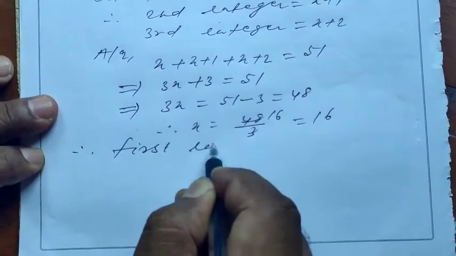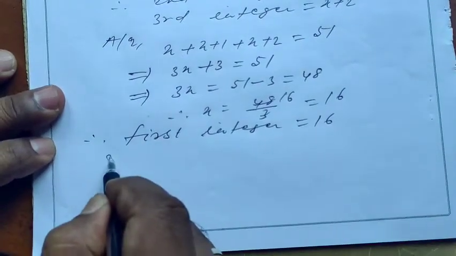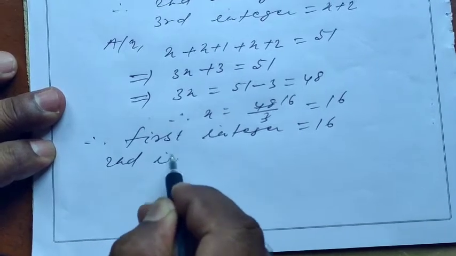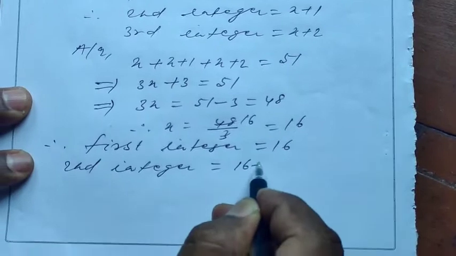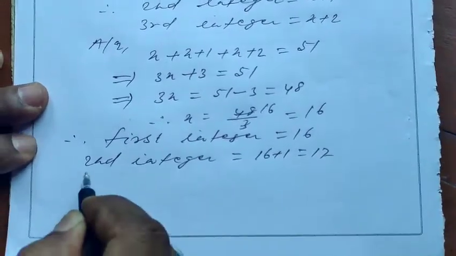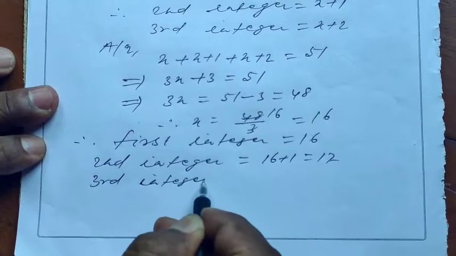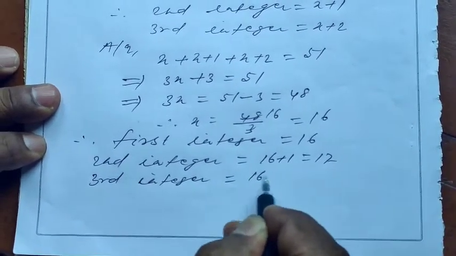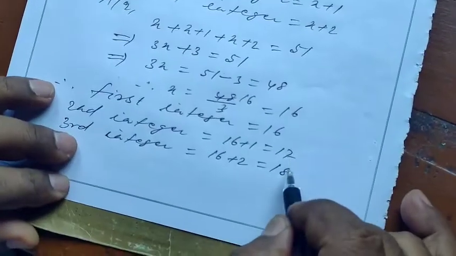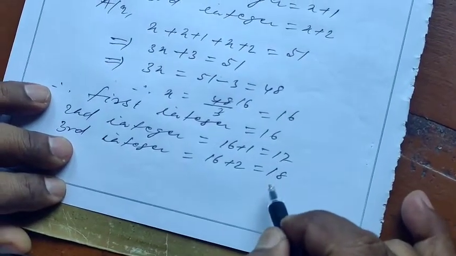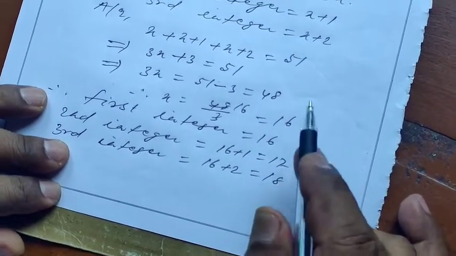First integer is equal to 16. Second integer is equal to 16 plus 1, 17, and third integer is equal to 16 plus 2, 18. These three integers 16, 17, 18, all the three integers are consecutive, and the sum of these three integers is equal to 51. This is the answer.